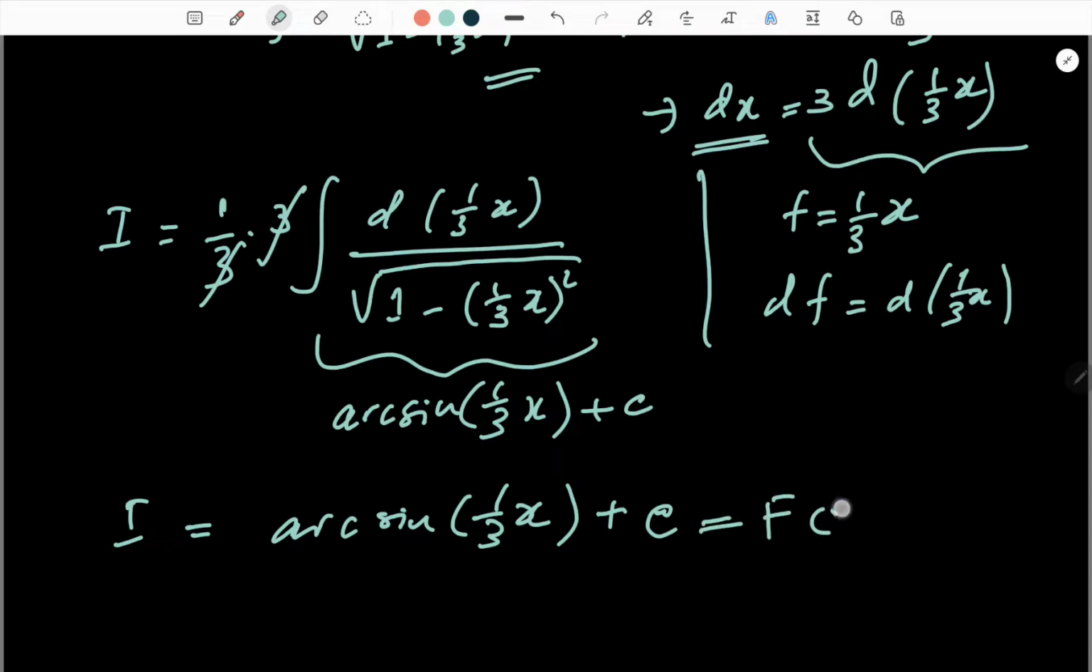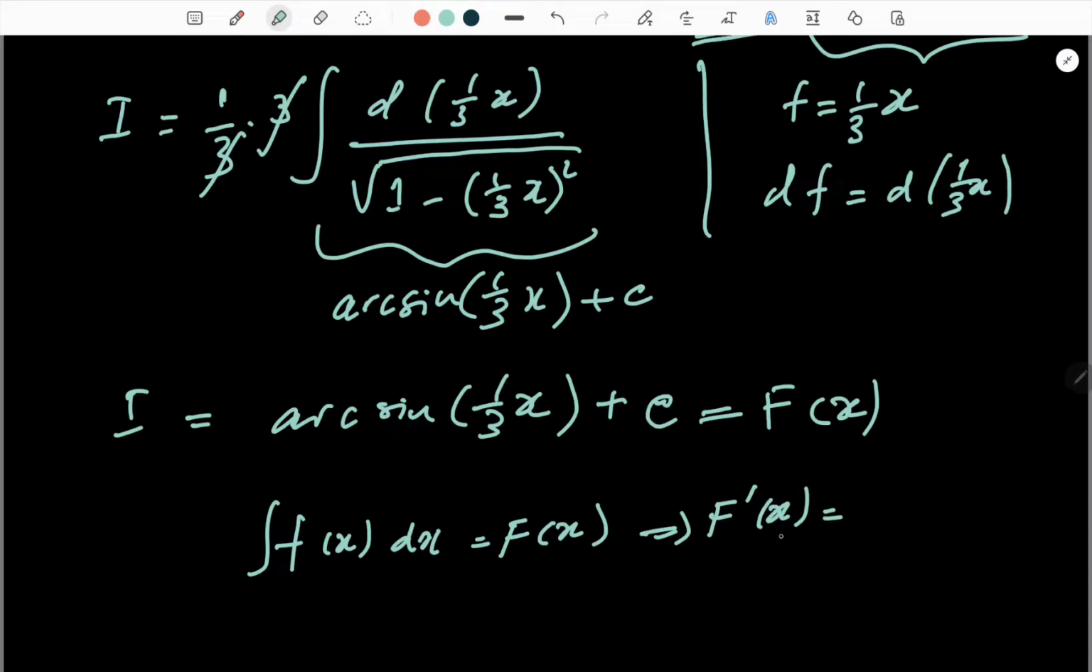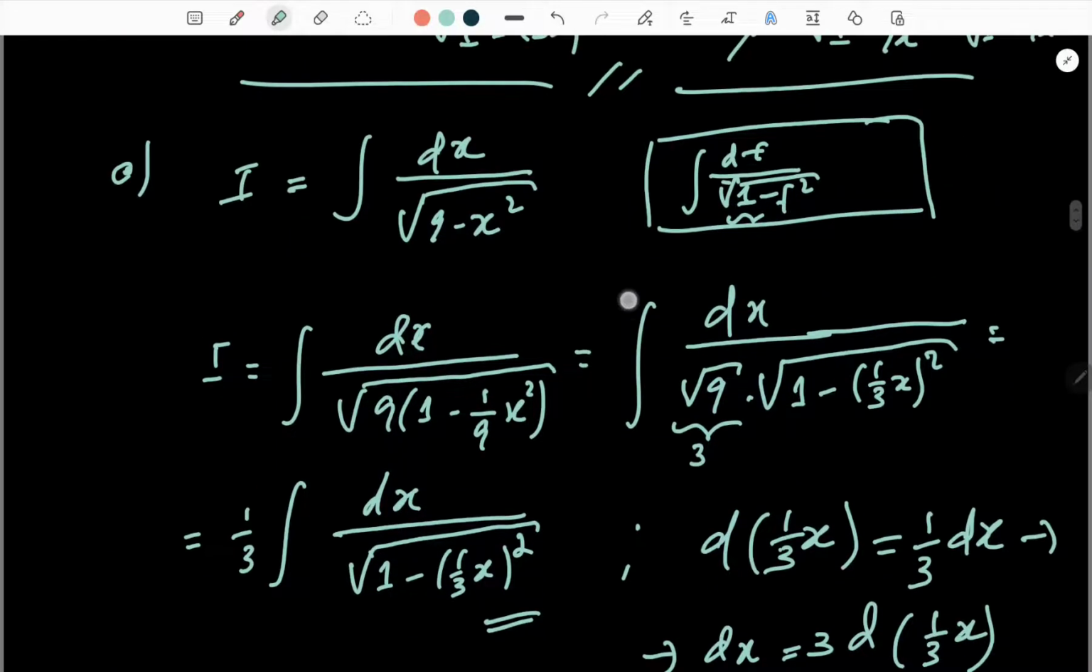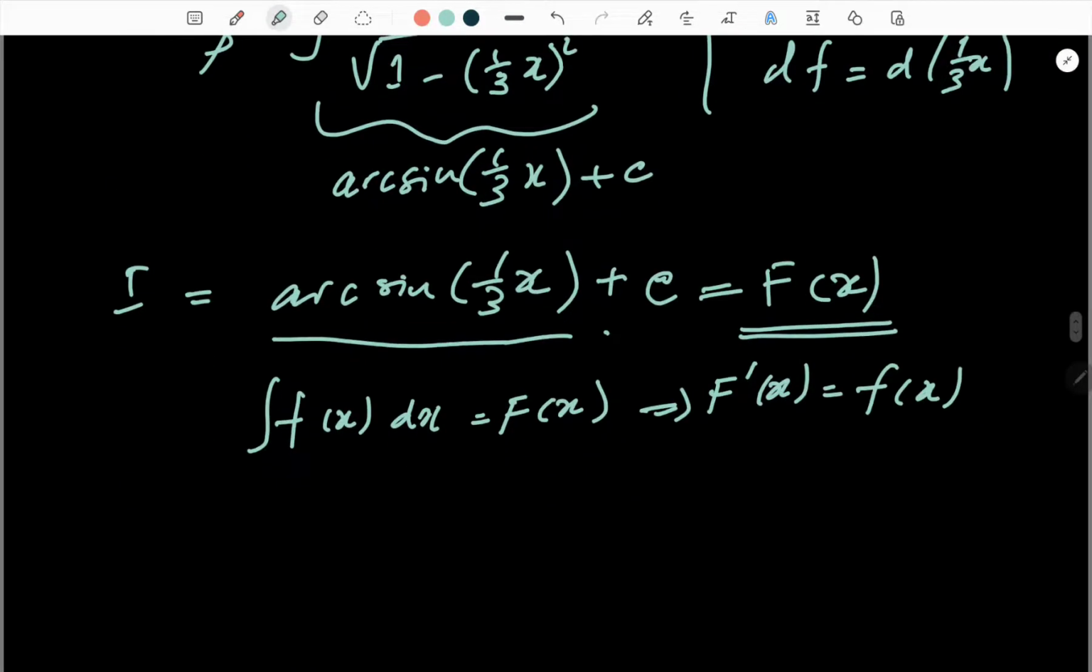This is our solution. We can apply again the definition of derivative, or the inverse of integral, which is: if you have the integral of f of x d of x equal to F, then the derivative of F must be equal to little f. If you take the derivative of this function, you will get the original function in our integral here. I will show you how to get these solutions.